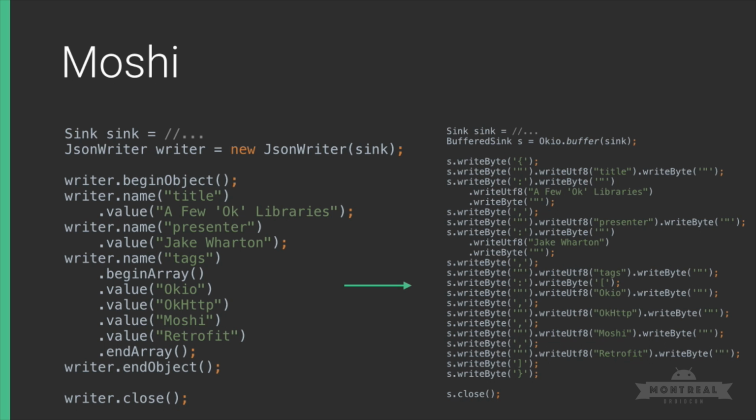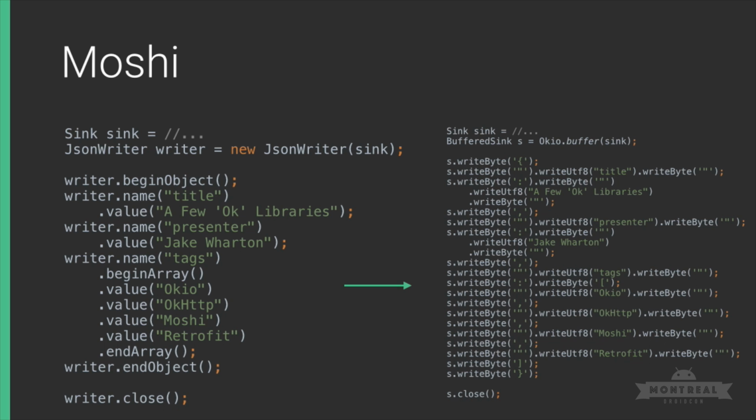So Moshi really just becomes an API for hiding all of this kind of ugliness of constructing the JSON. We're not actually ever really buffering the data itself. The data is going into the buffered sink, and that buffered sink is going to be automatically sending these segments down the pipeline.